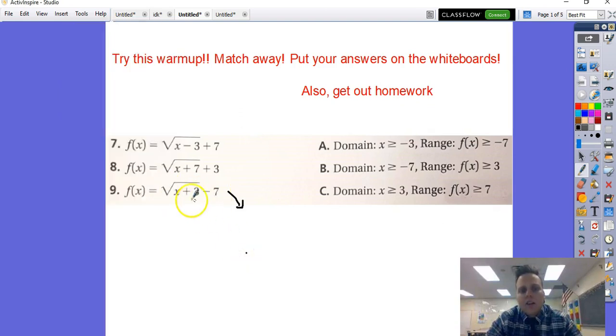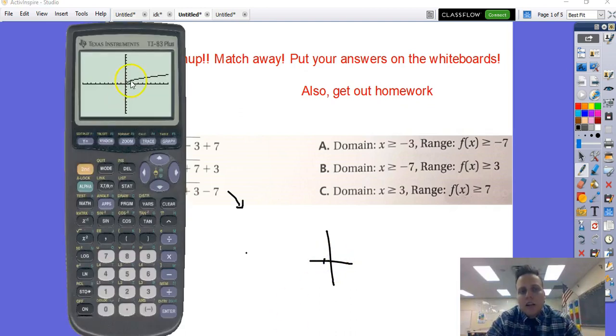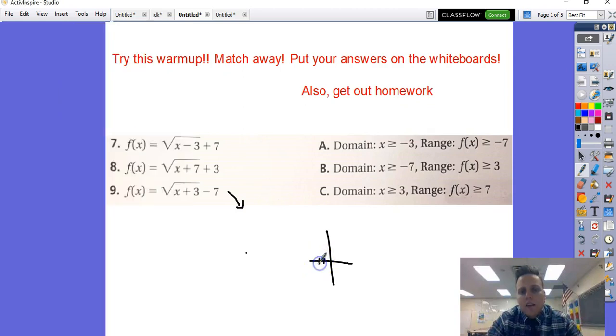Let's glance here at number 9. We have a plus 3 happening underneath the square root, and a minus 7 happening outside the square root. What does the plus 3 underneath the square root sign do to the graph? You should remember that it makes the graph move to the left 3. So instead of starting at the origin, I've moved to the left 3. And the minus 7 out here makes the graph move down 7. So I've moved left 3, down 7, and my starting point is right there. There are no reflections, so I just go up and over.